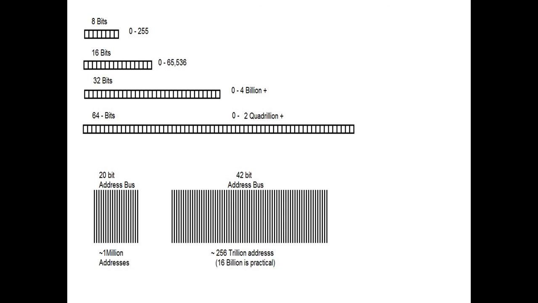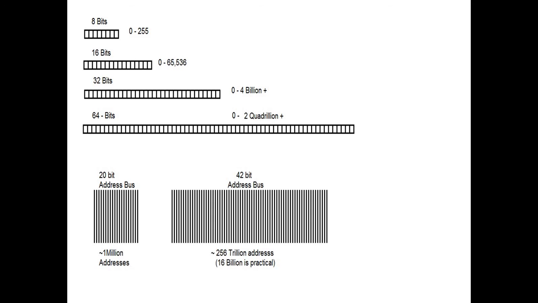Also, our modern memory address bus has gotten much wider. The original one was 20 bits. That could access a little over 1 million bytes of memory. Nowadays, the Intel address bus is 42 bits wide. That can access 256 trillion addresses. This is way more than almost anybody could ever use on a home computer.